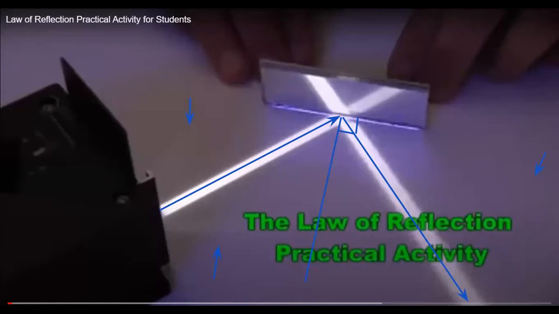Right. So the incident ray, if it is on the paper surface, the reflecting ray also will be on the paper surface. Normal also will be on the paper surface. This is the second law of reflection. Can everybody understand the second law of reflection?